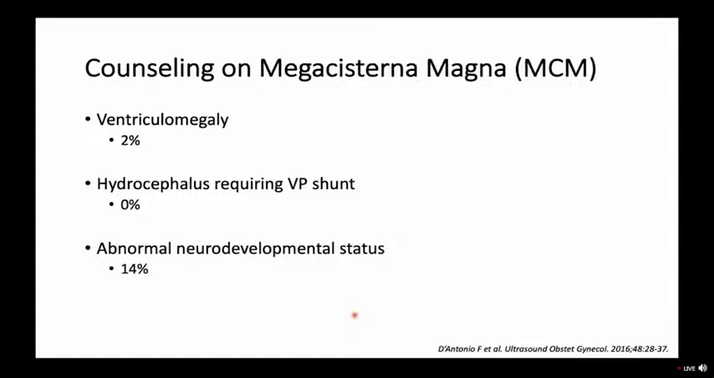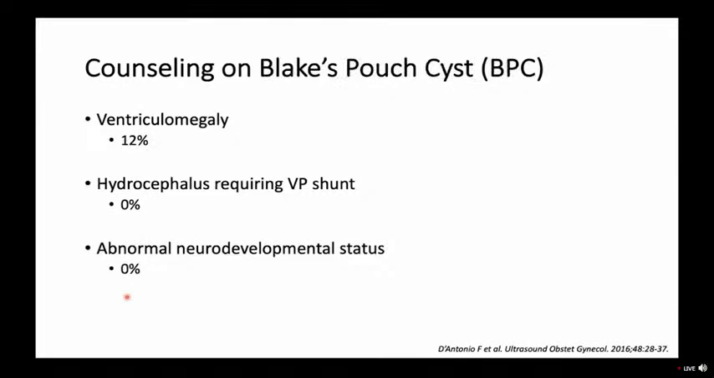Maybe there's just a megacisterna magna. They hardly ever get ventriculomegaly and never require a shunt. Maybe 1 in 10, 1 in 8 develop some IQ deficit. So it's a little guarded, but still a very, very favorable diagnosis with a megacisterna magna. Blake's pouch cysts can develop ventriculomegaly, so they need some serial ultrasound. They rarely need a shunt, and they don't have IQ deficits.